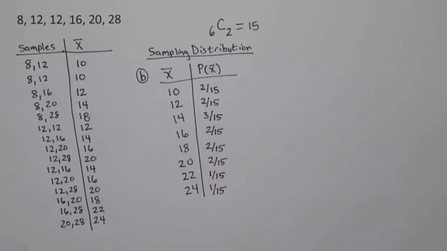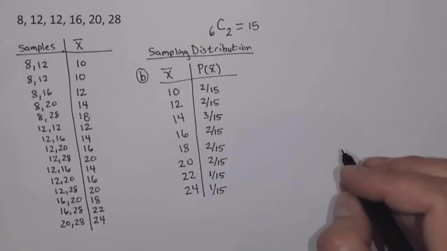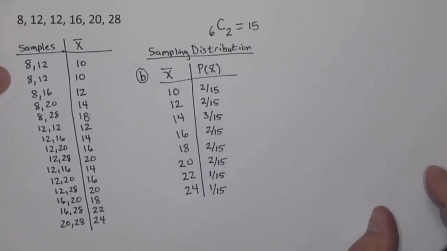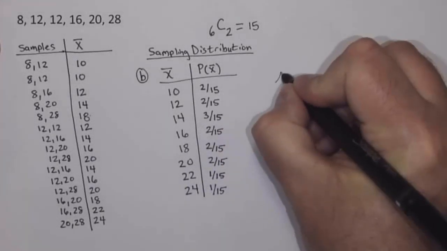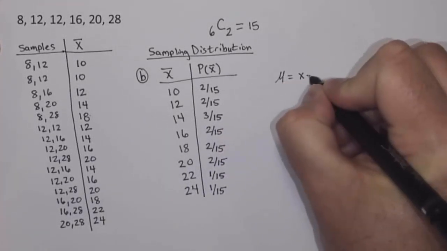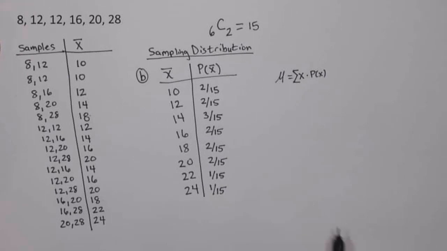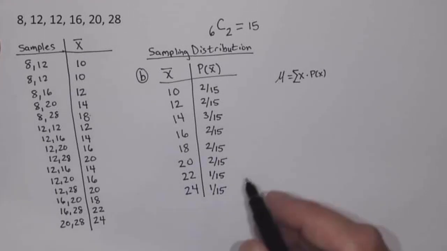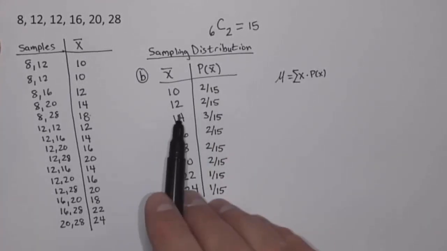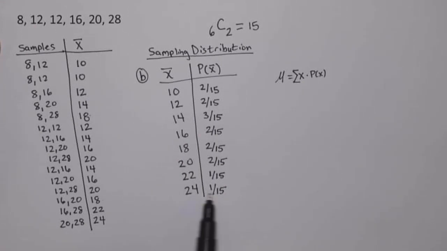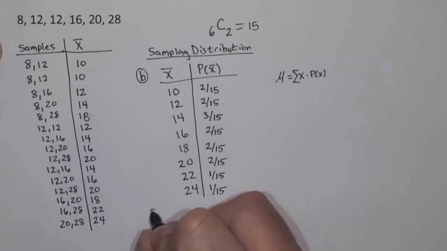Now in part C, we want to calculate the mean of this sampling distribution. So again, we're going to call that mu sub x bar. Remember, to find the mean of a discrete probability distribution, which this is, we take each data value times the probability and add those all up. That gives us the mean of our discrete probability distribution. So this is what we're going to do. I'm going to take 10 times the probability, 12 times the probability, 14 times the probability, add that up, and that's going to give me the mean. So I'm going to write that down here.